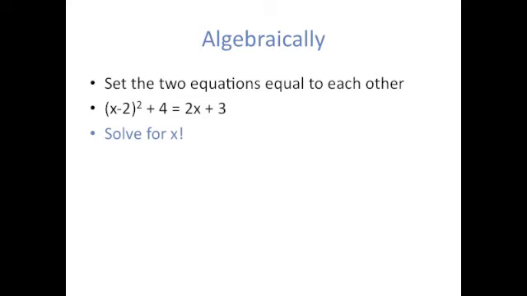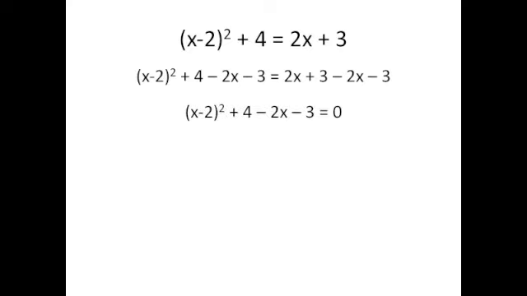When solving algebraically, you set the two equations equal to each other, as written in the problem, (x minus 2) squared plus 4 equals 2x plus 3. So let's move all the terms to one side so it can equal 0 so we can solve for x. We can do this by subtracting 2x and subtracting 3, so everything on the right side of the equal sign is equal to 0. But if you subtract from the right side, you must do the same thing to the left side, creating the new equation (x minus 2) squared plus 4 minus 2x minus 3.